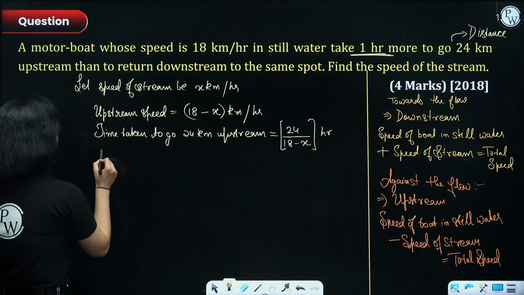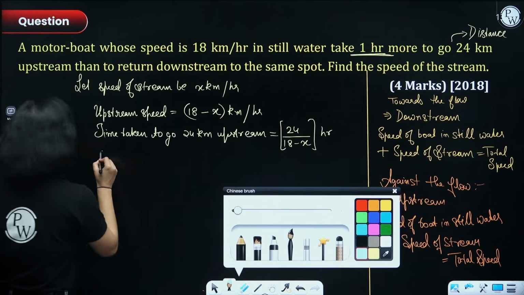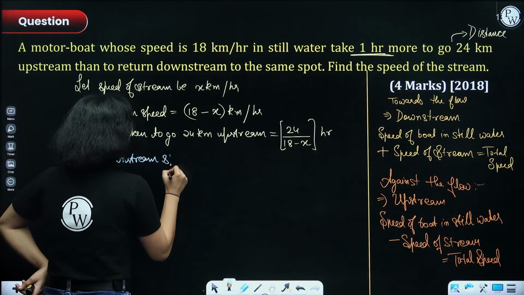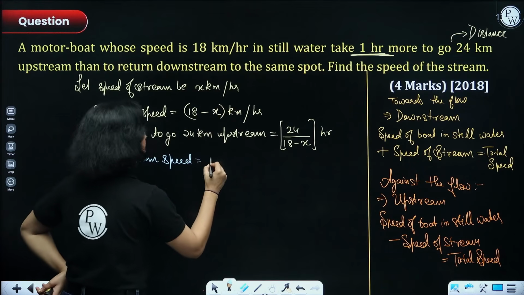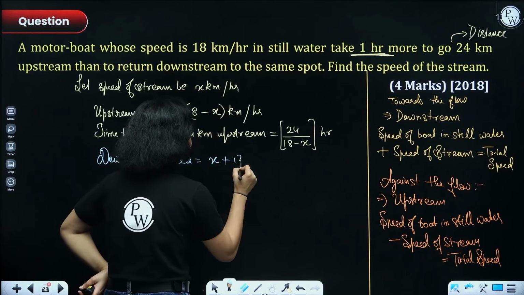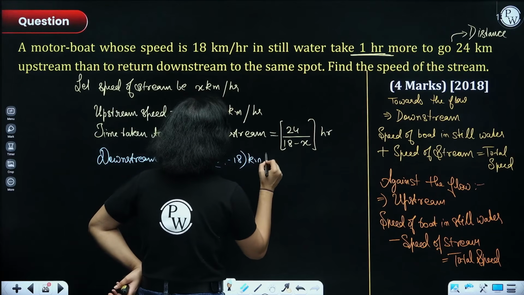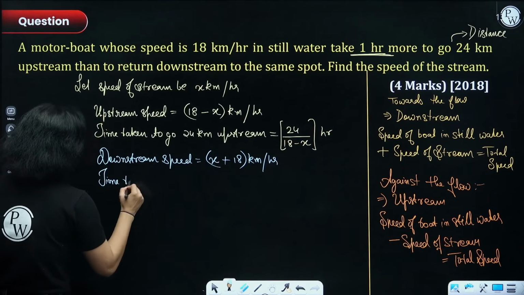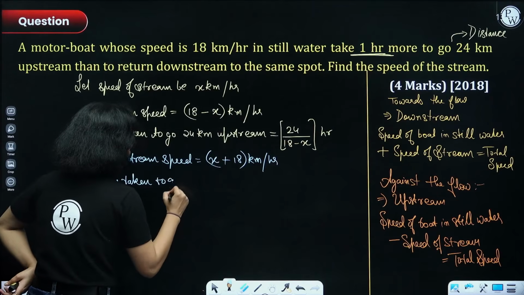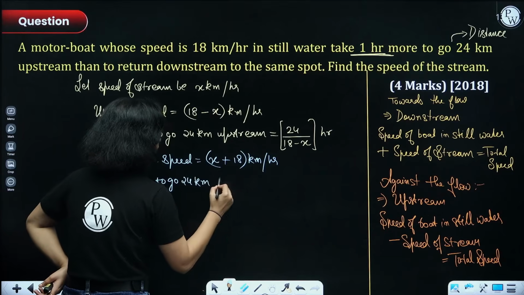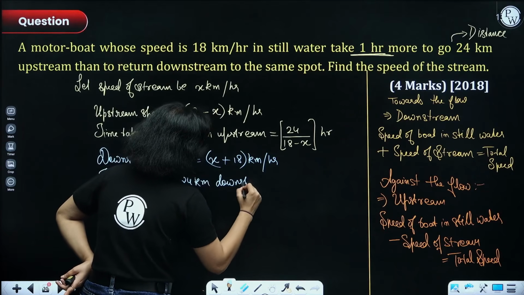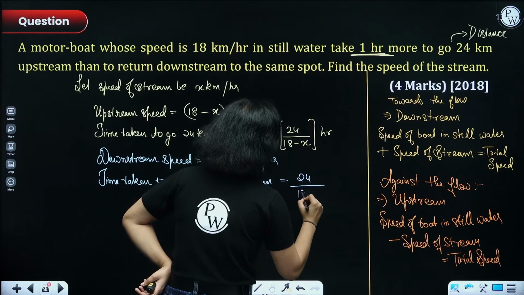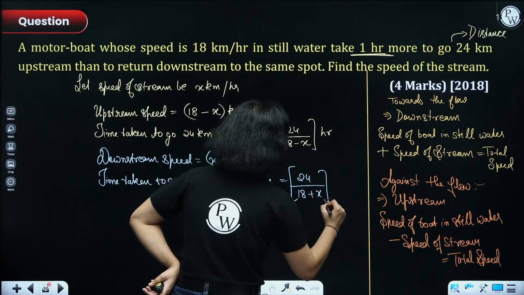Okay, similarly, you will figure out downstream speed, everyone. Downstream speed. So what is downstream speed? It's simply both the speeds added up. Matlab speed of boat in still water plus speed of stream, right? So x plus 18 km per hour. Right? Now, time taken to go 24 km downstream. It would be what, everyone? It would be 24 divided by 18 plus x. Distance divided by speed, right?